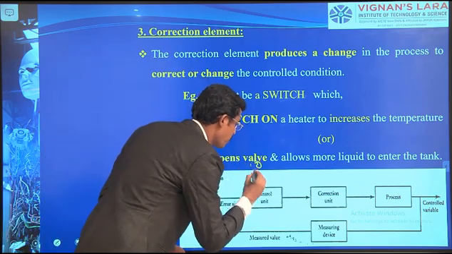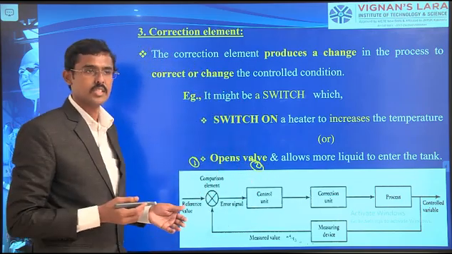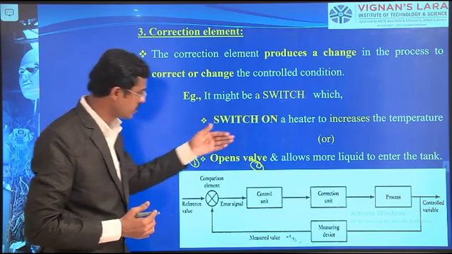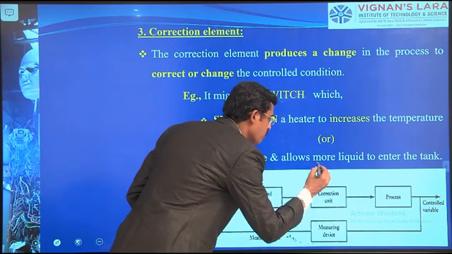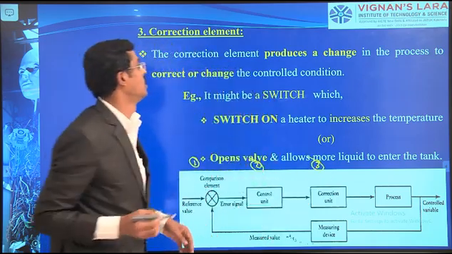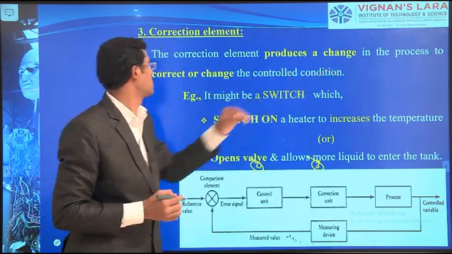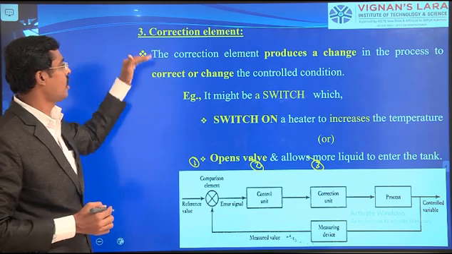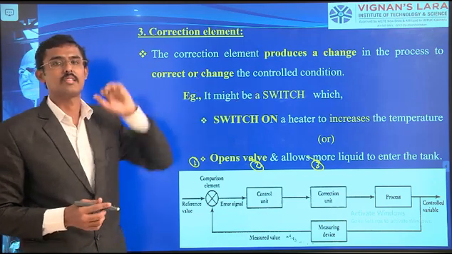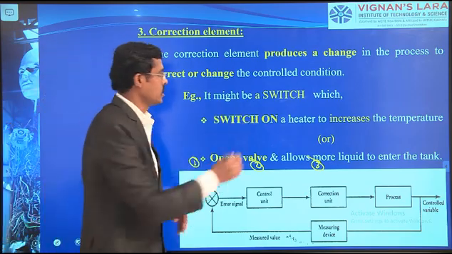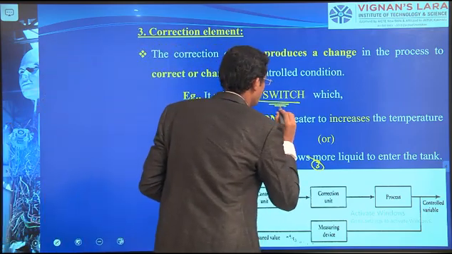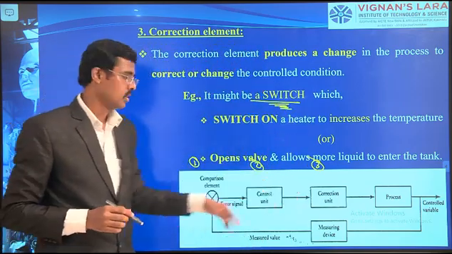Then the signal is processed, whether a signal to switch on or switch off. The switch is here, right? It is to be on or off. This we are seeing here. It produces a change in the process to correct or change the controlled condition. We understand. It might be a switch. That is what I told you. It might be a switch.